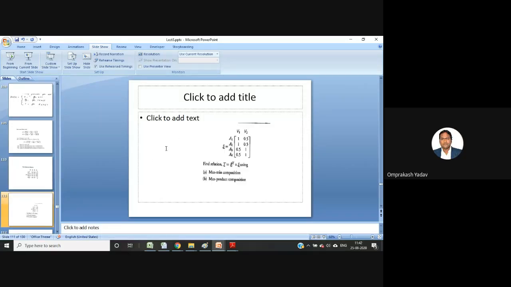Okay. Now write this. S is given, with rows A1, A2, A3, A4 and two columns, V1 and V2. It's asking to find the relation T equal to R transpose composed with S. That means R transpose with S, first with max-min composition, second with max product composition. So basically, you have to find the relationship between R transpose and S by using first max-min composition and second max product composition.